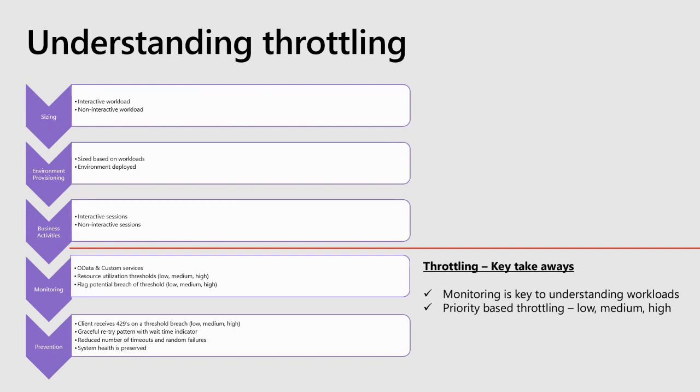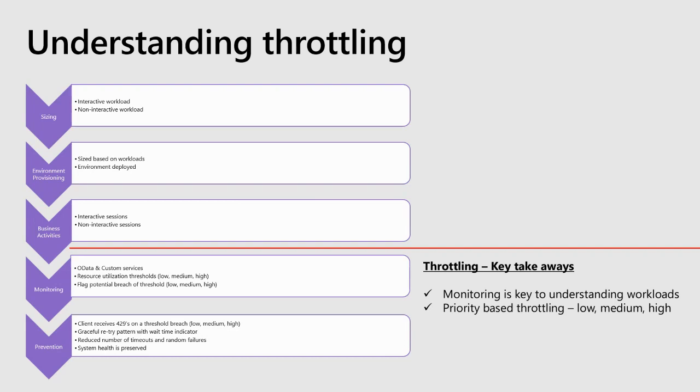It's like a simulation, for example. Would the system have throttled these OData calls, these custom services calls? Yes or no? That information will be available in LCS, and that is the first step for us to start looking at, so that we understand our own workloads, as to the rate at which the calls come in. OData calls are more than custom services, for example.